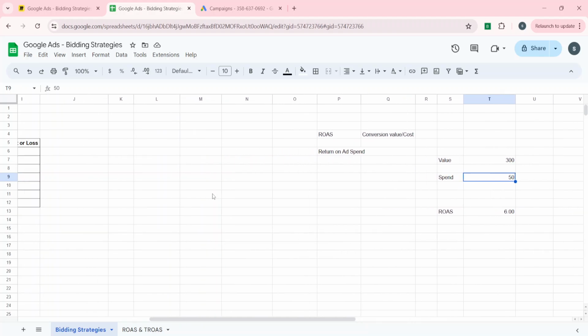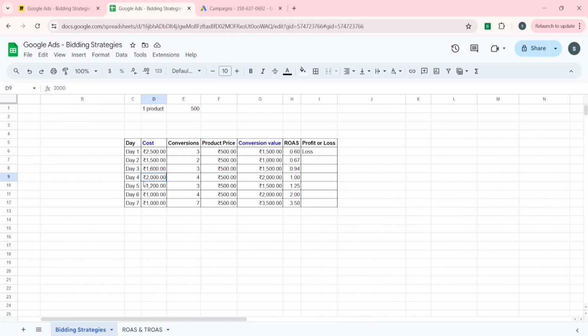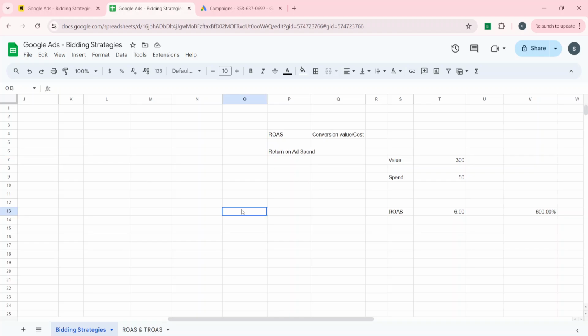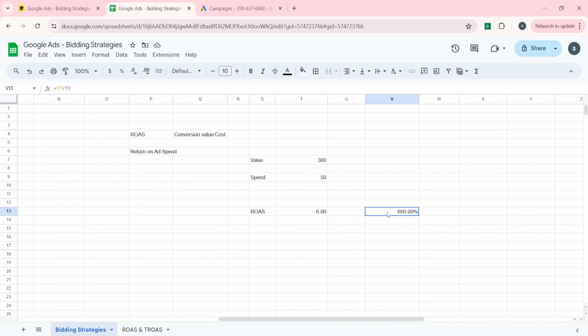So when it comes to our example here, you can represent it either in percentage terms or in the number of times. Mathematically, conversion value by cost, conversion value is in currency format and cost is also in currency format. Both currencies get cancelled, which is why we represent it in the number of times. We can also represent it in percentage terms, as per your convenience.